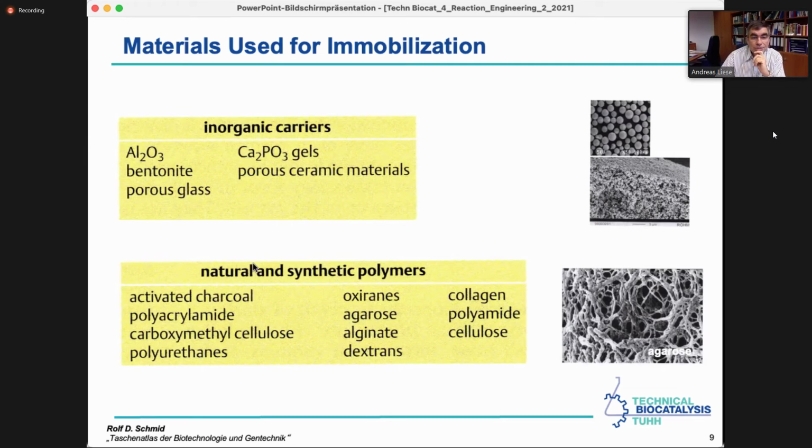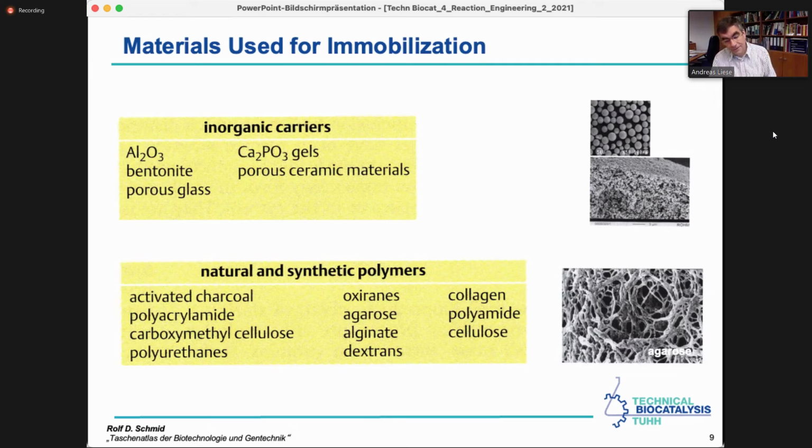Besides inorganic carrier materials, we can also use natural and synthetic polymers. These are, for example, activated charcoal, polyacrylamide, carboxymethylcellulose, polyurethanes, oxiranes, agarose, alginate, dextrans, collagen, polyamide, or cellulose. So there's a vast variety of methods that can be applied.